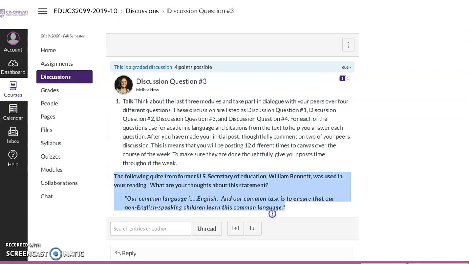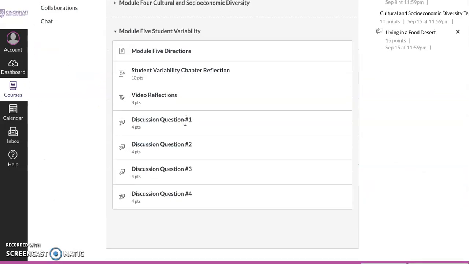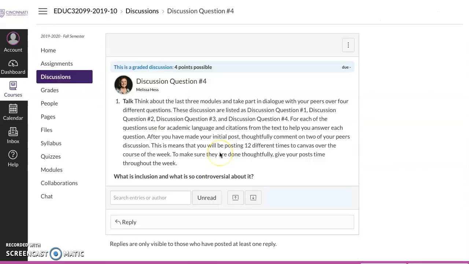For question number 3, the following quote from former U.S. Secretary of Education William Bennett was used in your reading. What are your thoughts about the statement? He said, "Our common language is English, and our common task is to ensure that our non-English speaking children learn this common language." Let me know what you think about it. Some people are going to agree, some people are going to disagree. As long as you cloak those ideas with your professional opinion, that will be good.